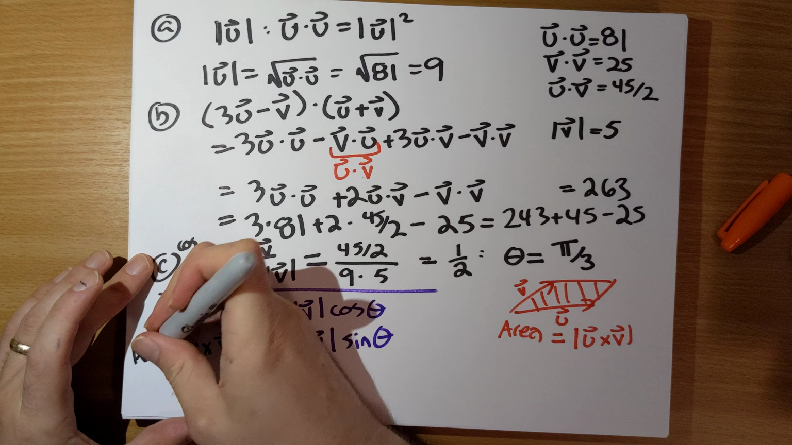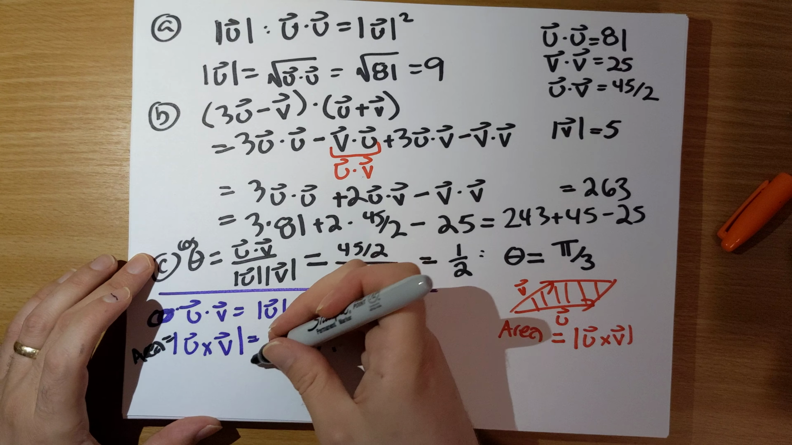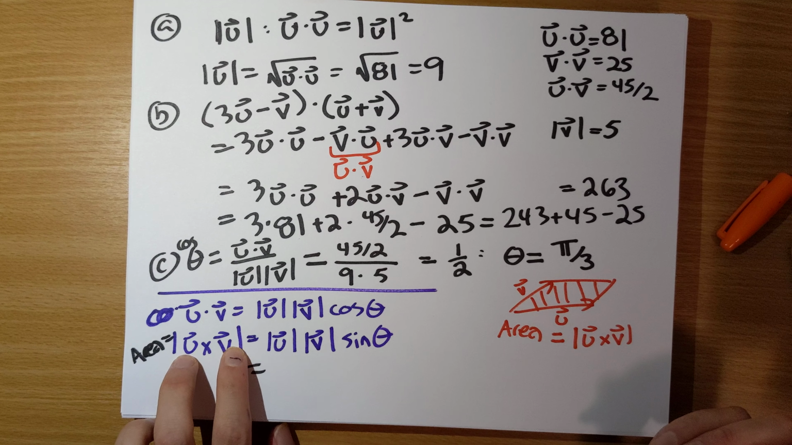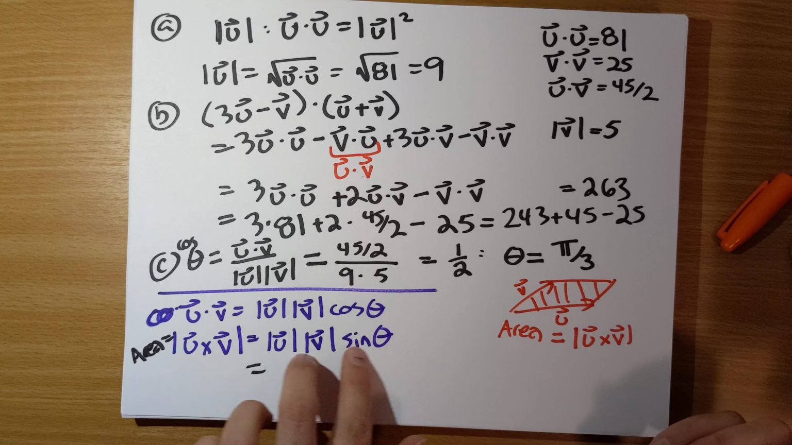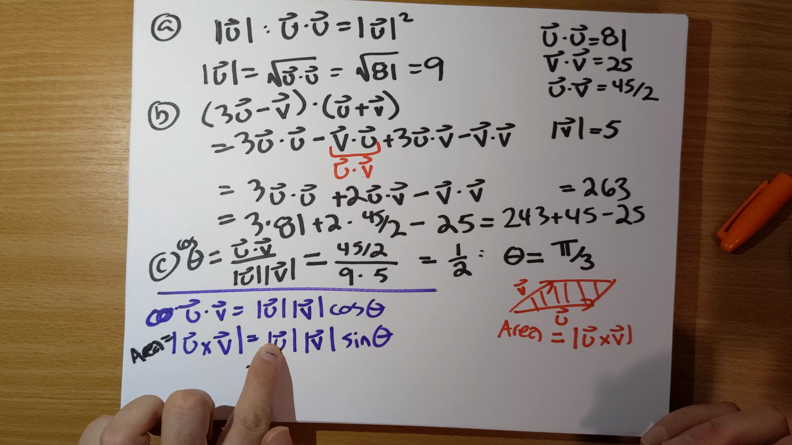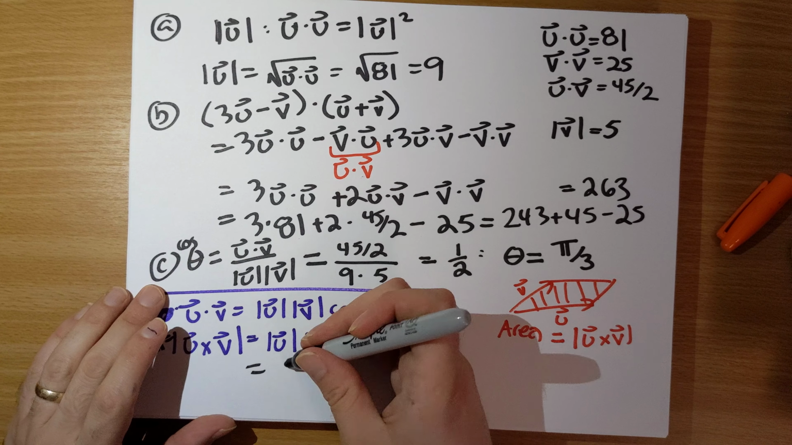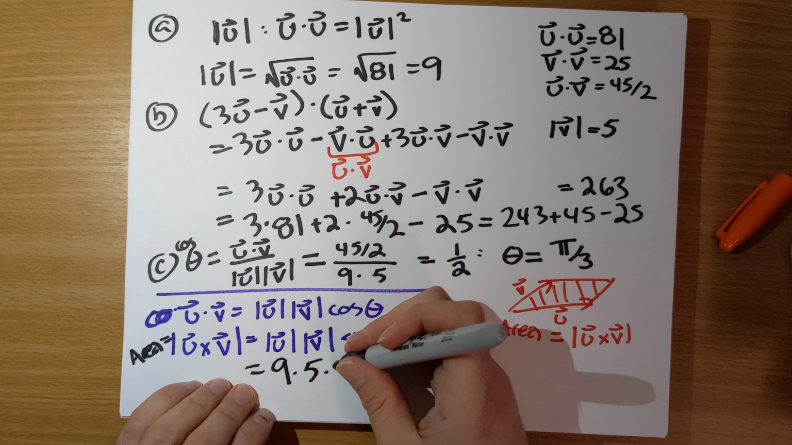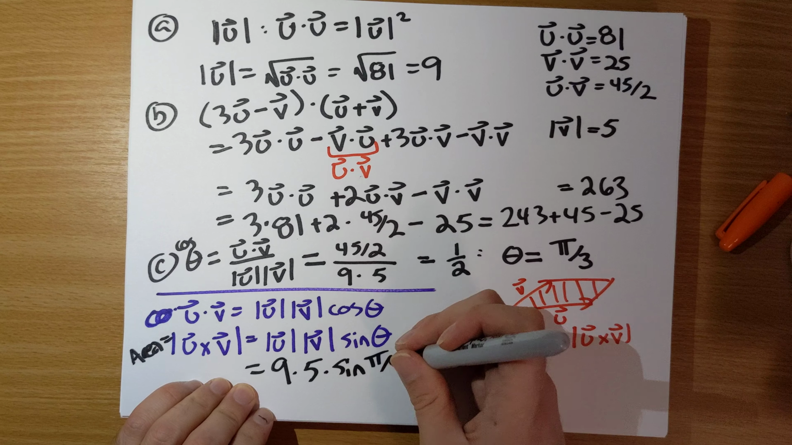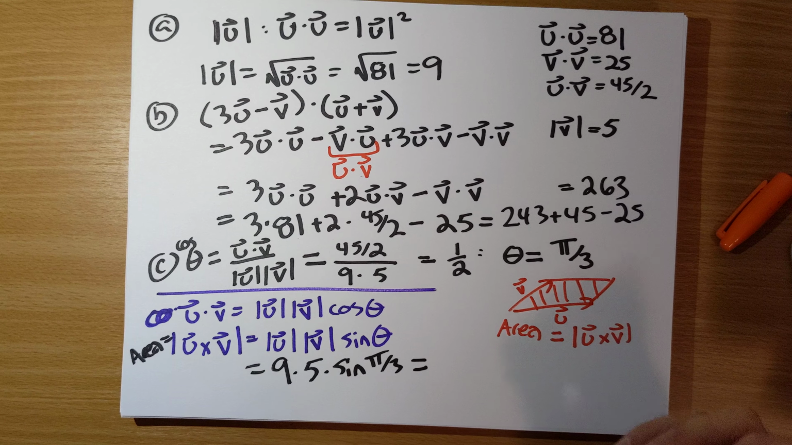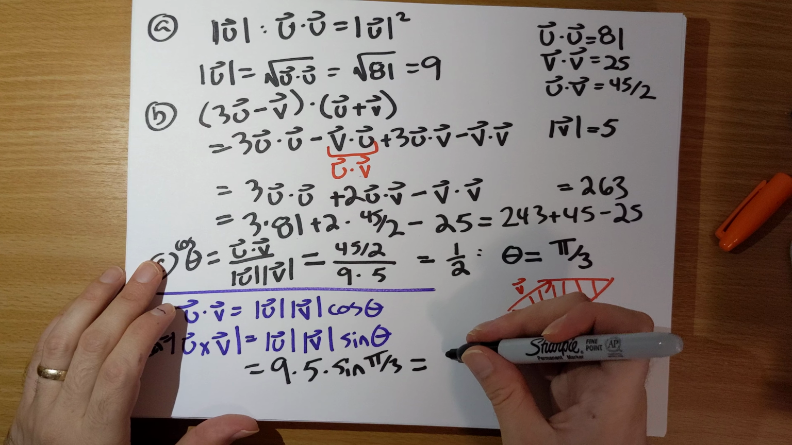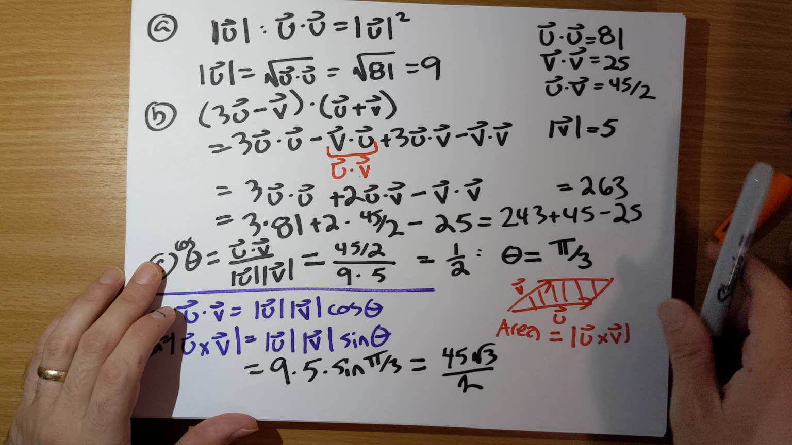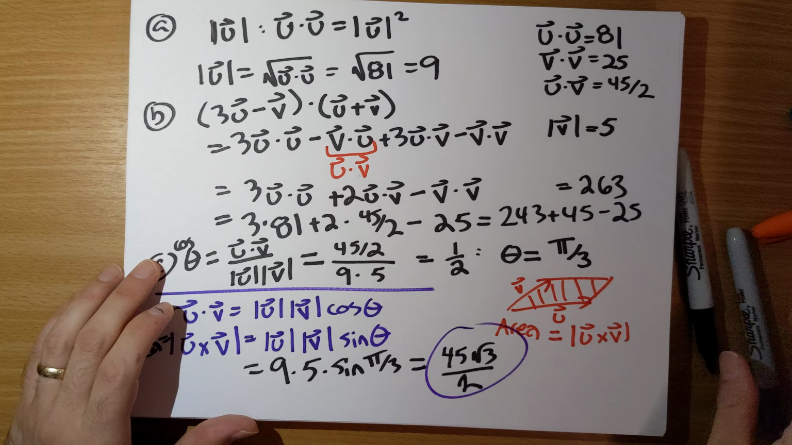And so this is exactly our area, the magnitude of the cross product. So we don't actually have to know the cross product here. We can just go straight to things that we know about. The magnitude of u is 9, the magnitude of v is 5, and times sine of pi over 3. And sine of pi over 3 is going to be root 3 over 2. So this is 45 root 3 divided by 2, and that's our final answer here.